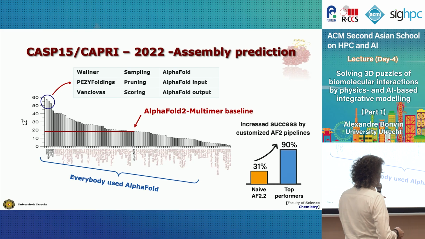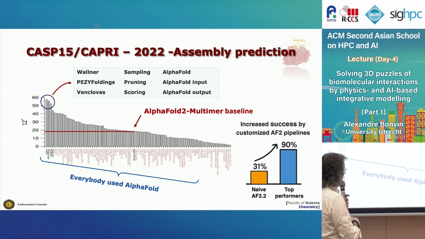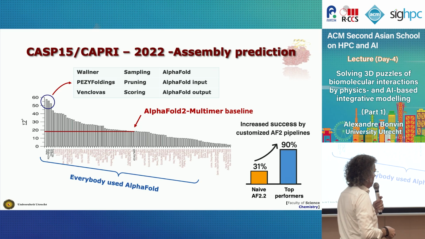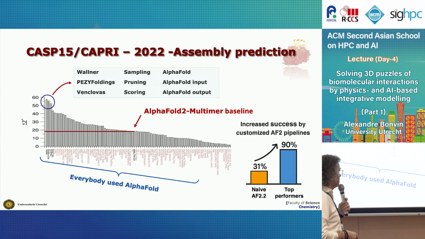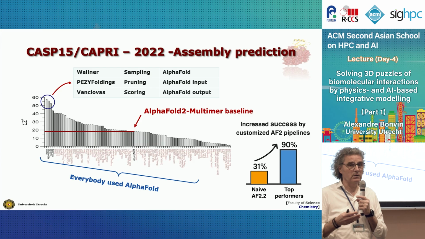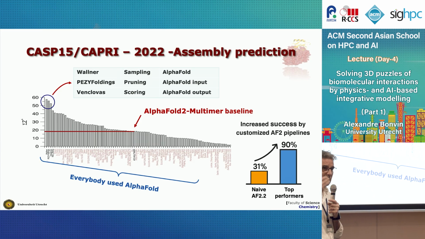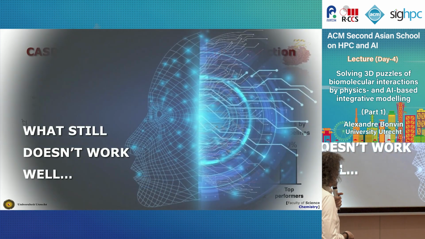Basically, if you look at the success rate, so this is again some kind of CASP measure, if you run naive AlphaFold 2, you will get on the order of 30% success rate, and the top performers could increase their success rate to almost 90% when you look at the number of targets. So it's still AlphaFold, but you can do things better than just running it naively.